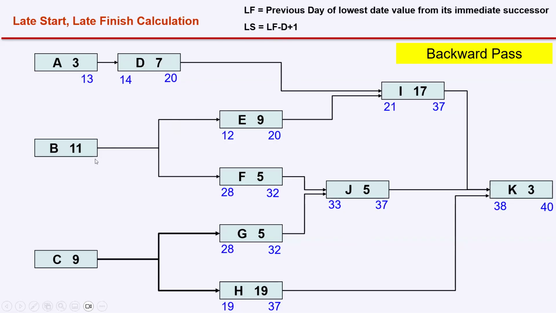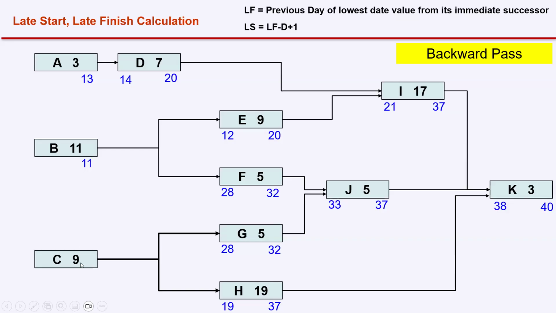Now, if you go to activity B, we have two successors. E is starting on day 12, F is starting on 28. If you look into the formula, it says previous day of the lowest date value. Lowest date value is 12, previous day is 11. So what is the difference between early start, early finish and late start, late finish? In early start, early finish, we took the highest and the next day. In late start, late finish, we are taking the lowest and the previous day.